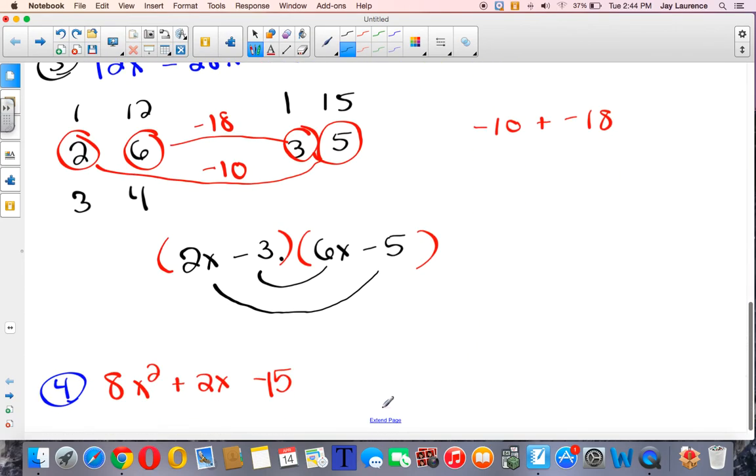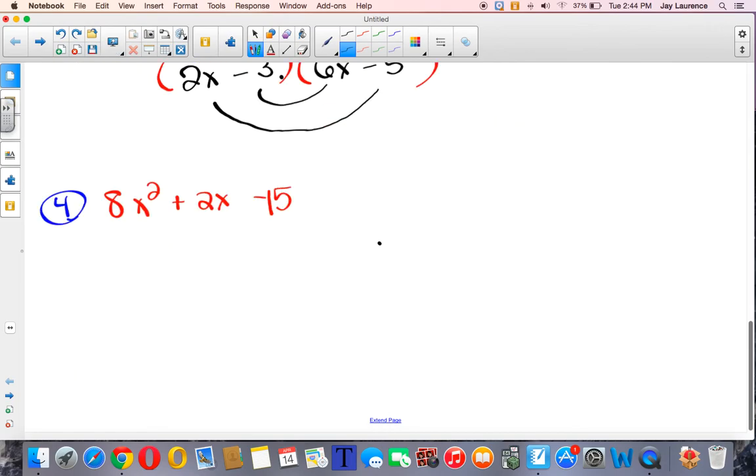Okay, go ahead and try this one on your own. See if you can do it. In a minute, I will show you my solution. If you're still watching, pause the video if you haven't already tried to solve or factor this.